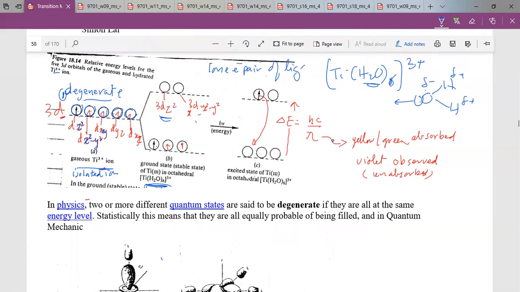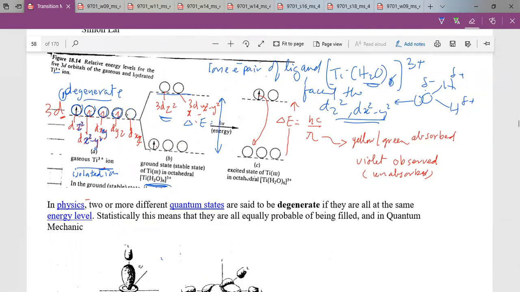In this case, of course, oxygen is facing the dz squared and the dx squared minus y squared orbitals, and this will cause these two to have high energy and go up here. Only a very small difference, this energy difference here, delta E. Remember, now there are no electrons here.